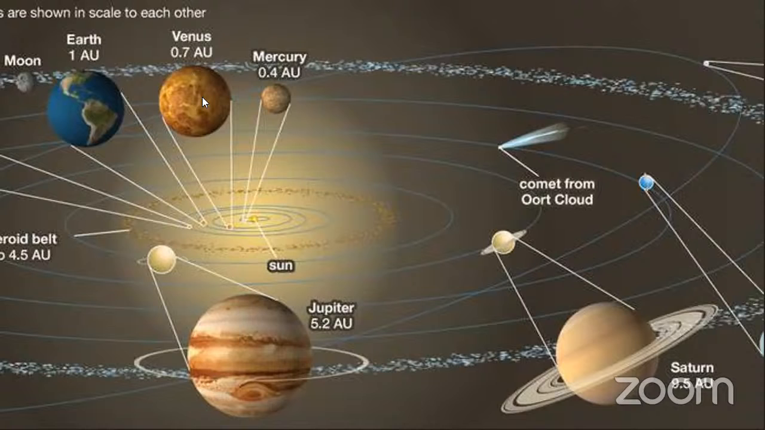1 AU is equal to the distance of separation between the Earth and the Sun, about 150 million kilometers. The Moon is somewhere here. Then this is another one. The asteroid belt you will get somewhere here, the fourth one. After that is Jupiter at about 5.2 astronomical units. Some of the Oort clouds will come here, this is a portion of that Oort cloud.